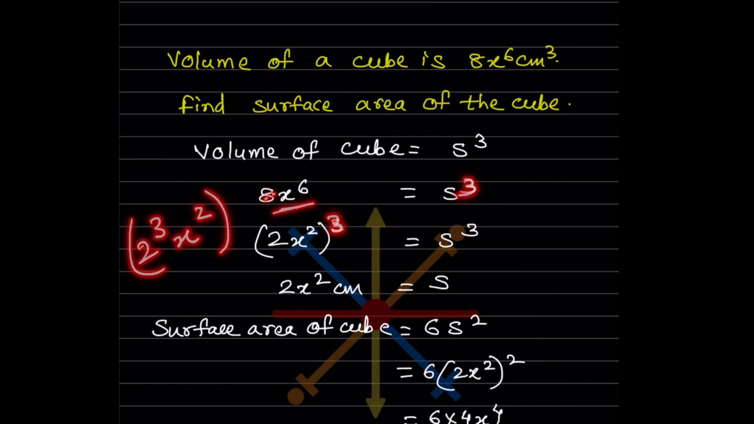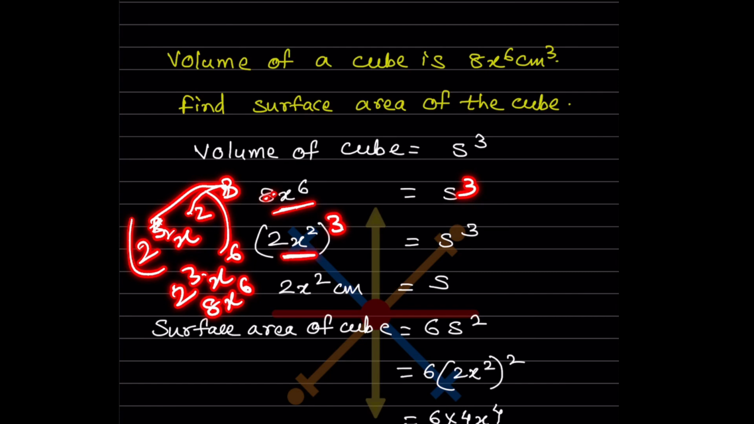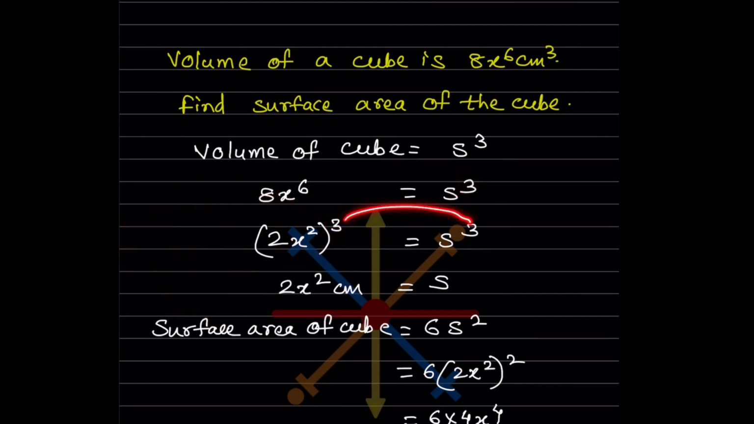So when you can write this cube, you can write it over here. How? Because now 2 cube into x raised to 6, so 2 cube will be 8x. Did you see? So it is 2x square cube. Now what you can see, the exponents are the same, so the base also should be the same. So here we can write 2x square is equal to s. So the s is 2x square.